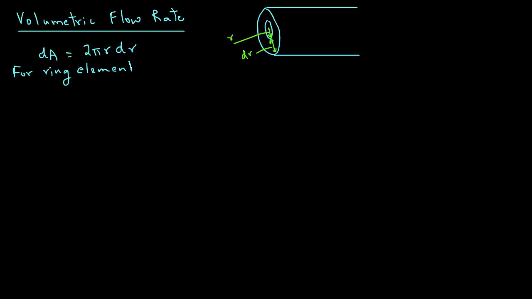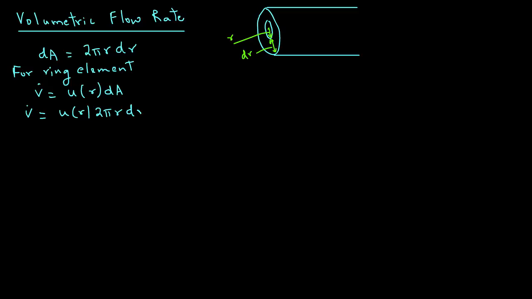Then the volumetric flow rate we can write as V dot, and by dot we mean it's a rate term. So V dot equals U(r) times dA. U(r) means that the velocity changes in the radial direction. So velocity is a function of radial direction. That's why we have r in parentheses. We know that dA is 2 pi r dr, so we will substitute that. We have V dot equals U(r) 2 pi r dr.